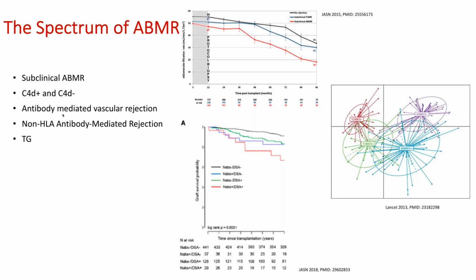What does it all mean? Antibody-mediated rejection is primarily a microvascular problem. For whatever reason, the glomerular and the peritubular capillaries, the vast capillary network in the kidney, are affected. Cell-mediated rejection is mainly a tubulointerstitial problem. The tubular epithelial cells are primarily affected there.